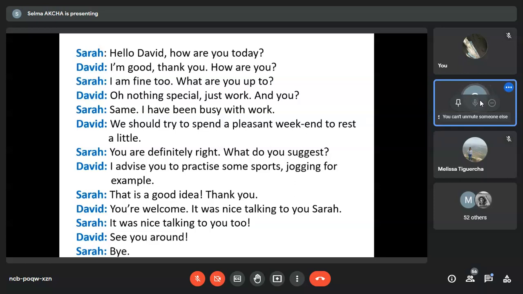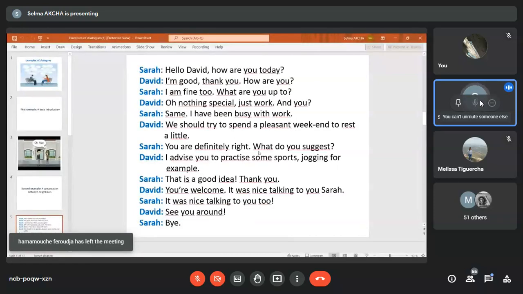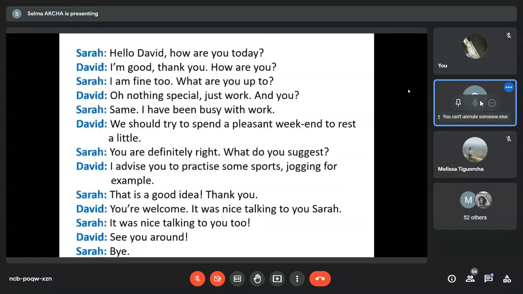You are definitely right. What do you suggest? Qu'est-ce que tu suggères? In this case, the word in English resembles the word in French. They are similar. Ils se ressemblent, ils sont similaires. And actually, they have the same meaning. To suggest. Okay? What do you suggest? Qu'est-ce que tu proposes? What do you suggest?